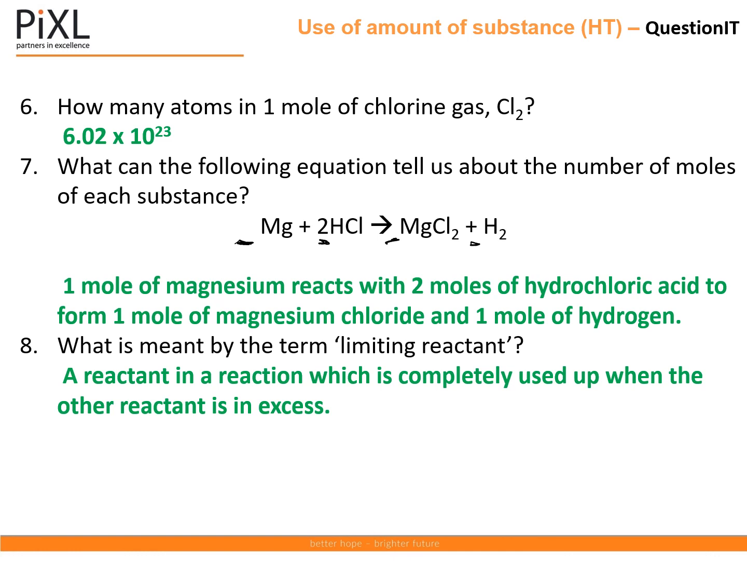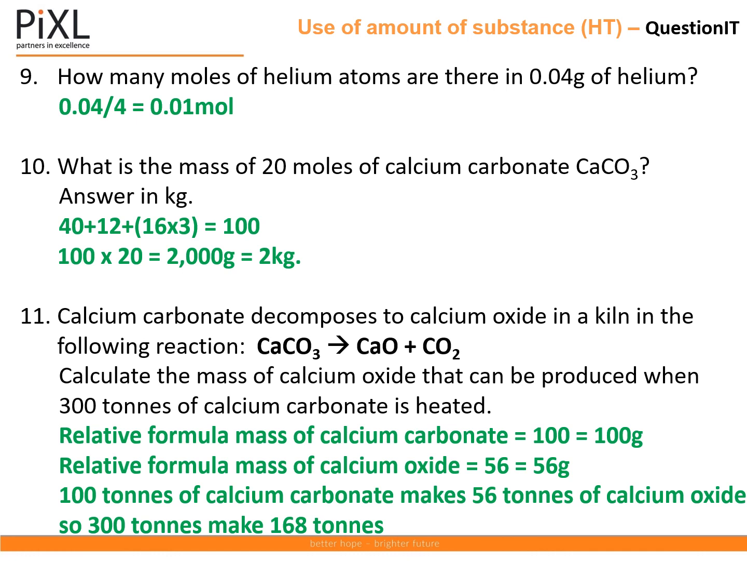A limiting reactant is a reactant in a reaction which has been completely used up, while the other reactants are in excess. So that's what a limiting reactant is. Let's hope you've been doing well so far and marking your answers as we go on. How many moles of helium atoms in 0.04 grams? This is the mass, and what you needed to do is work out the mass number for helium, which is 4. All you've done is 0.04 divided by 4, which gives you 0.01 moles.